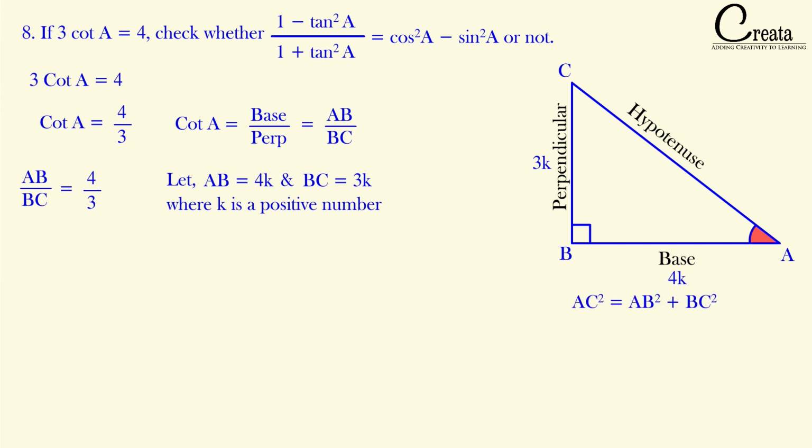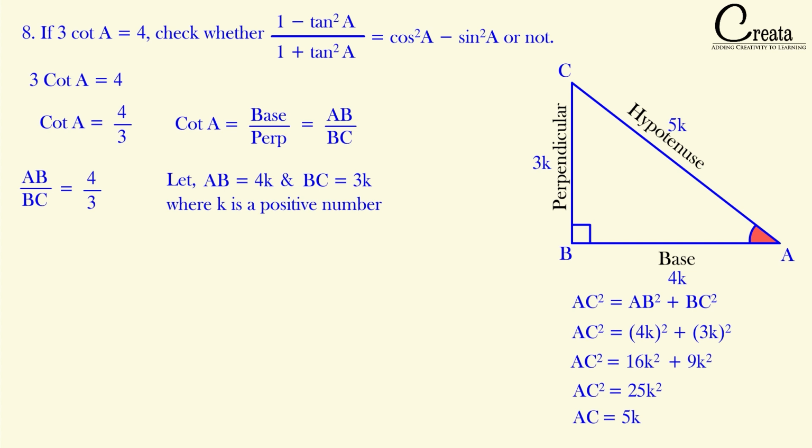AC square is equal to AB square plus BC square. Let's put the value 4K and 3K. On solving, we got AC square is equal to 25K square. That is AC is 5K. So we got the hypotenuse for this triangle as 5K, that is the AC. So we got all the three trigonometric sides for this triangle. Now we can calculate any of the trigonometric ratio.